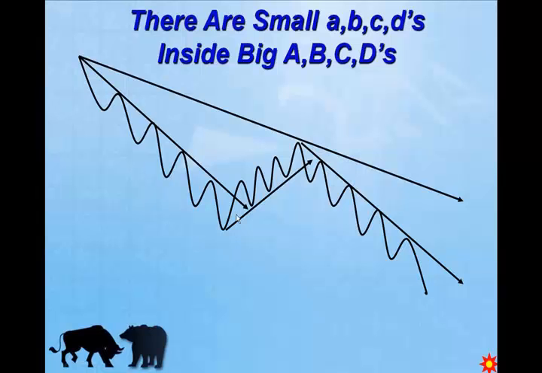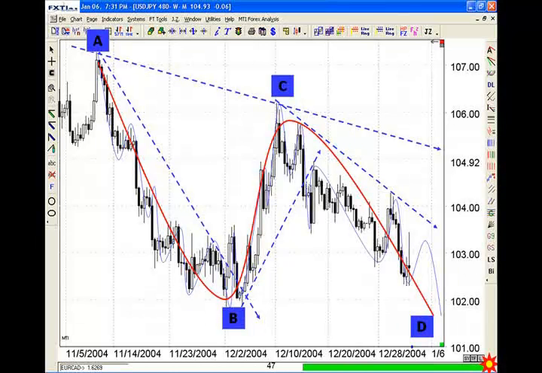Okay, you see how there's A, B, C, D, and inside of these there's a bunch of little ones, what I call sub A, B, C, Ds. For example, look here. We have a big A, B, C, D, but we have sub A, B, C, Ds. Just like here, look how many little sub A, B, C, Ds.